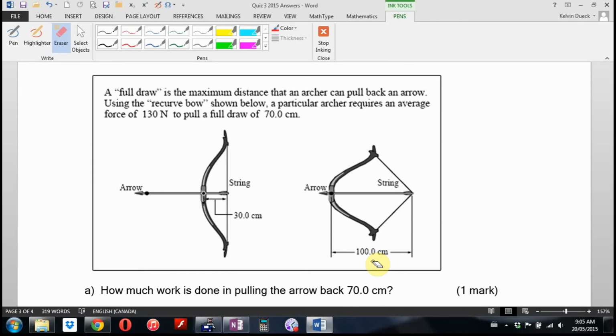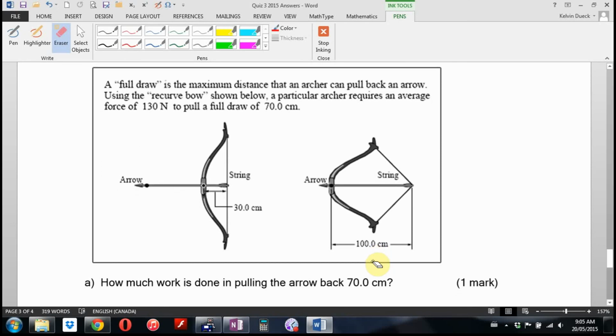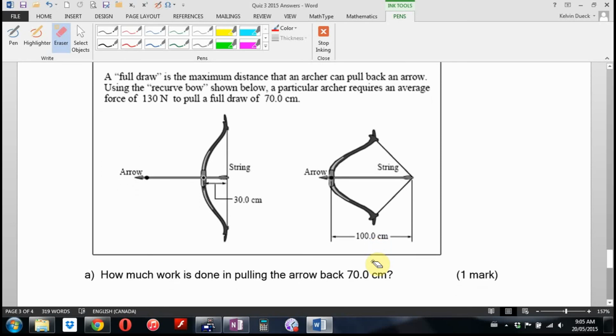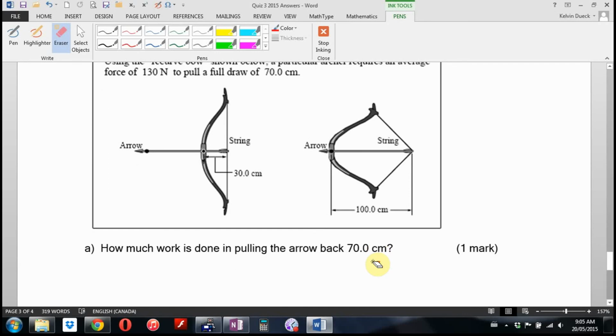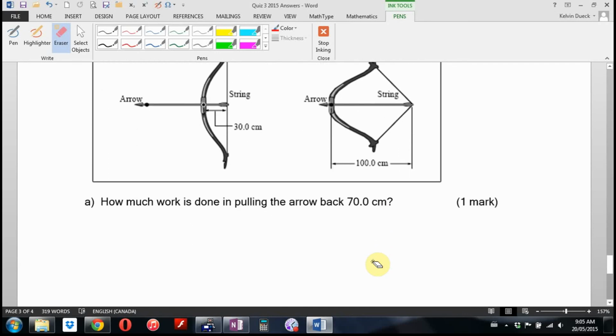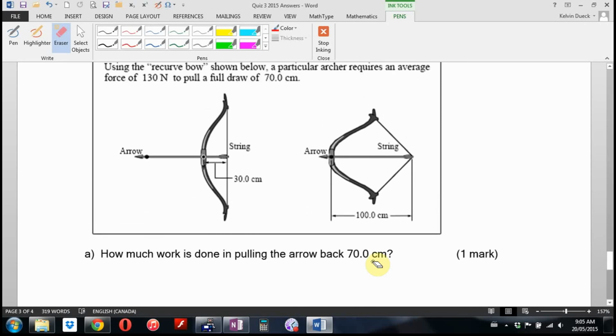So you ready? A full draw is the maximum distance that an archer can pull back an arrow. Using the recurve bow shown below, a particular archer requires an average force of 130 newtons to pull a full draw of 70 centimeters. How much work? Nick, work is what times what? Let's try that first. Did they give me in this question a force in newtons? Did they give me in this question a distance in meters? Sort of. I'll have to do a conversion. They gave it to me in what? Okay, 0.7.